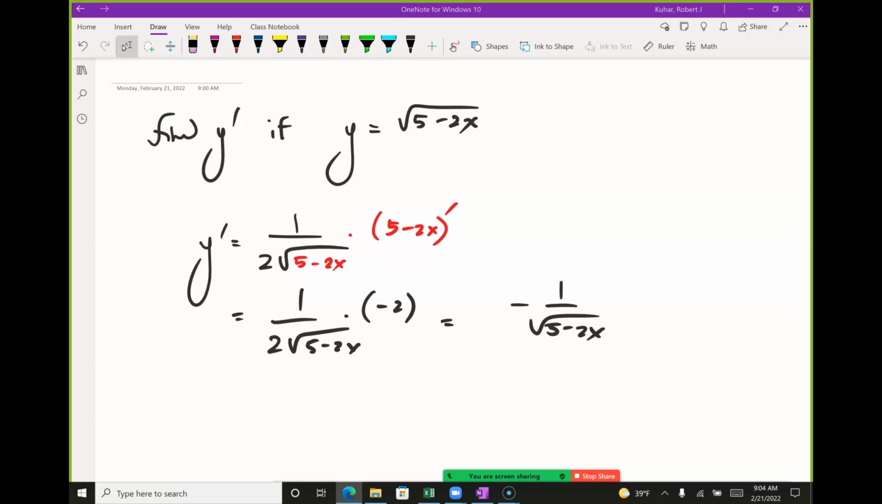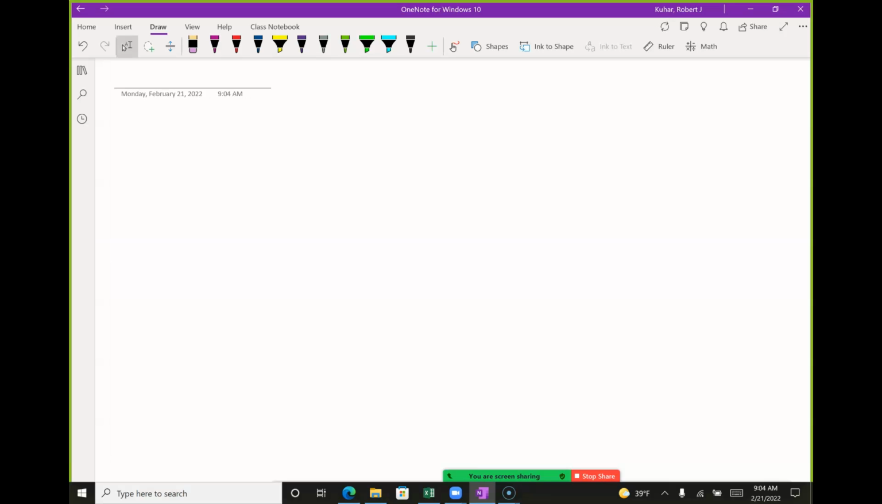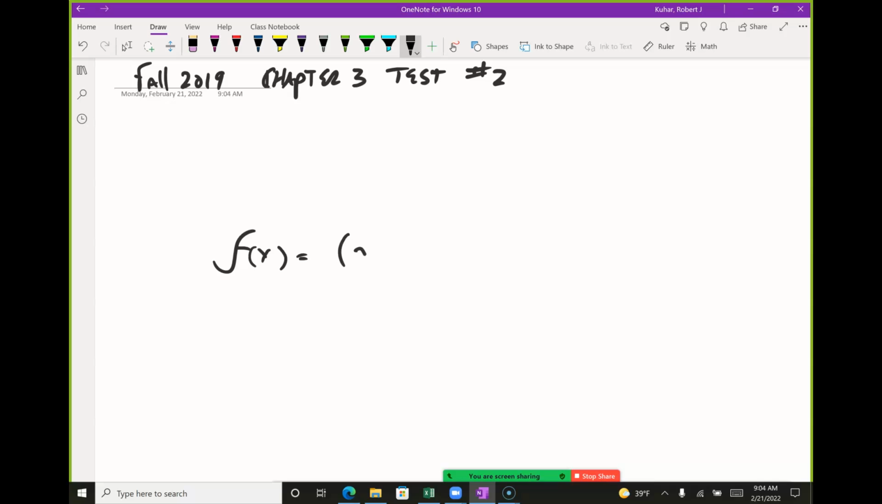So I'm in past exams, et cetera. I'm looking at chapter 3 from fall 2019, the chapter 3 test. This is number 2. I've got f of x equals (x squared minus x) all cubed times (2x minus 1) all squared.